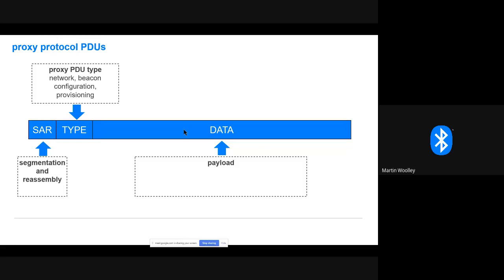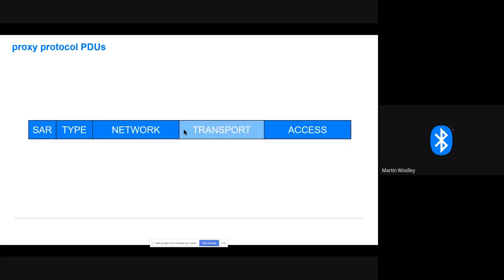So let's look more closely at the payload, the data part. In there, it splits into 3 parts which correspond to different layers or groups of layers of the mesh protocol stack, if you remember that from earlier on in the talk. We've got a network layer part, stuff to do with the transport layers, and stuff to do with the access layer, which is the top kind of messaging application layer.